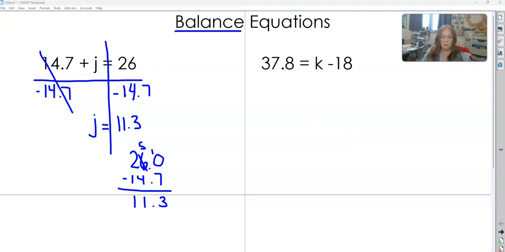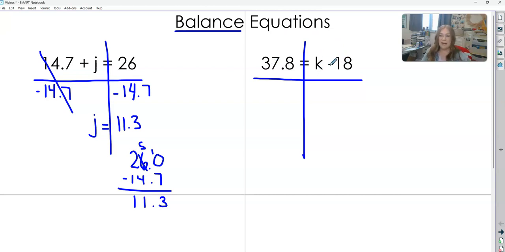All right, our next problem, we have 37.8 equals k minus 18. So we're going to go ahead and split that down the equal sign. So this time we're trying to find k. We want to know the value of k. So we want to move 18 to the other side. We're always trying to get that variable alone.